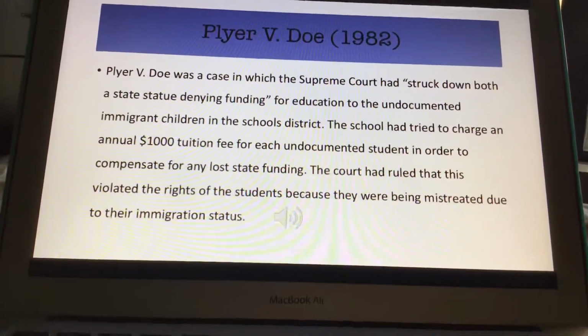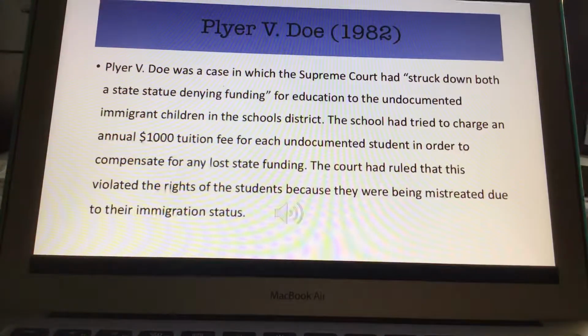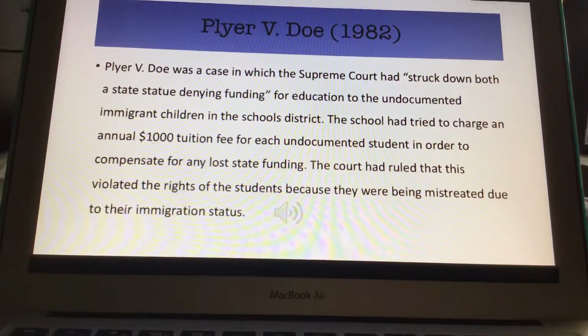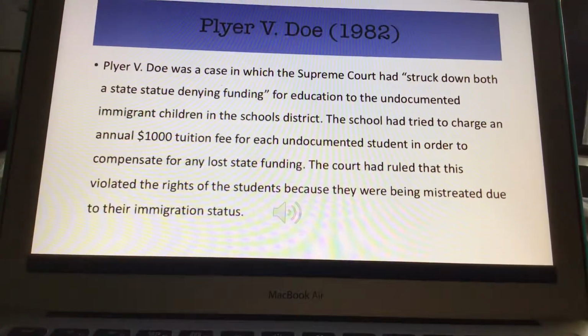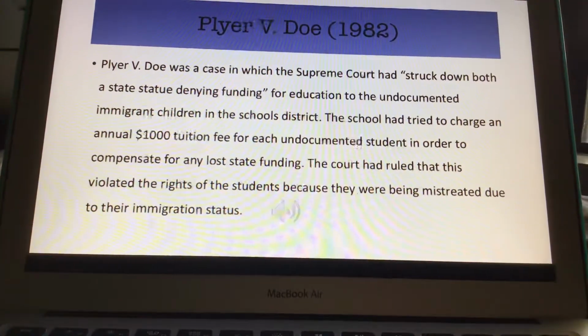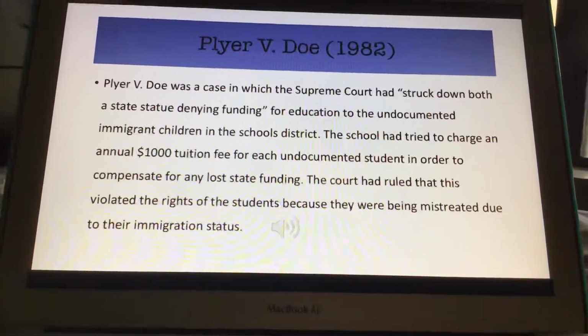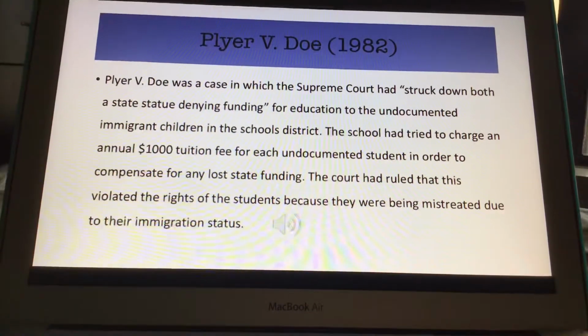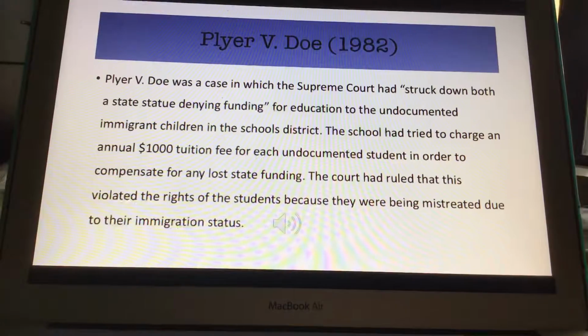Plyer v. Doe was a case in which the Supreme Court had struck down a state statute denying funding for education to the undocumented immigrant children in the school's district. The school had tried to charge an annual $1,000 tuition fee for each undocumented student in order to compensate for any lost state funding. The court had ruled that this violated the rights of the students because they were being mistreated due to their immigration status.